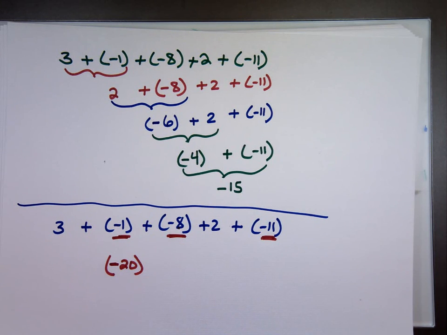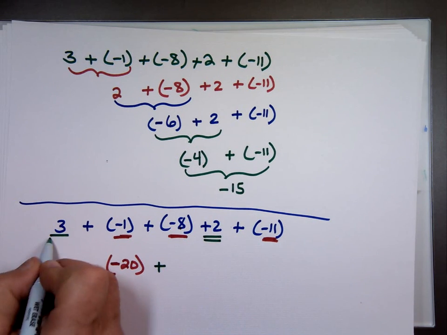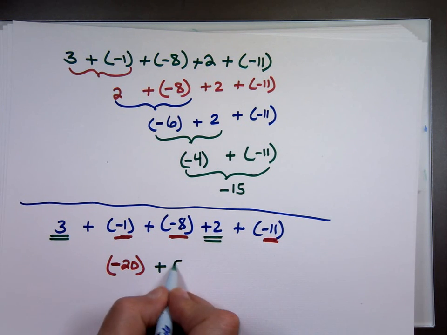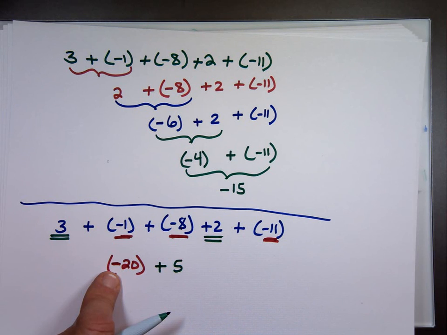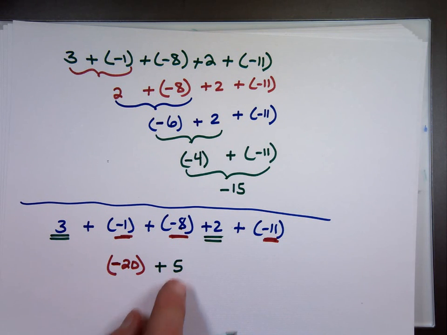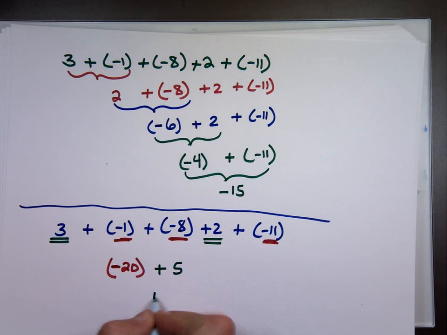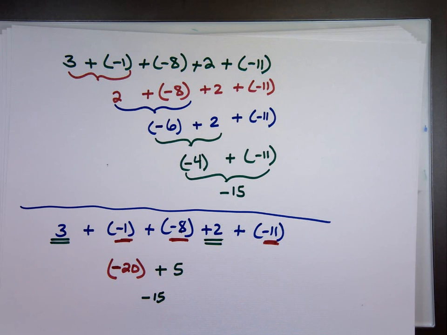There's the plus sign. Take all the positive numbers and add them. 2 and 3? 5. Now notice these numbers are what? Opposite in signs. Subtract the smaller from the larger. 5 from 20. 15. What's the sign here? Negative. Is that the same answer? 2 steps.